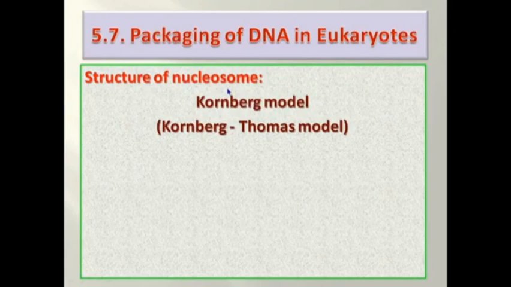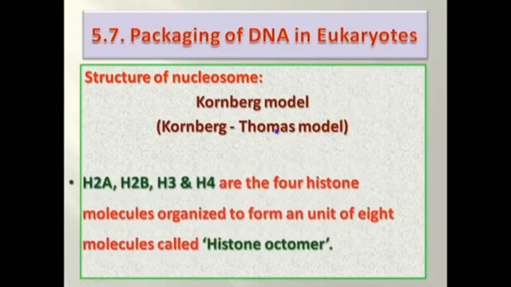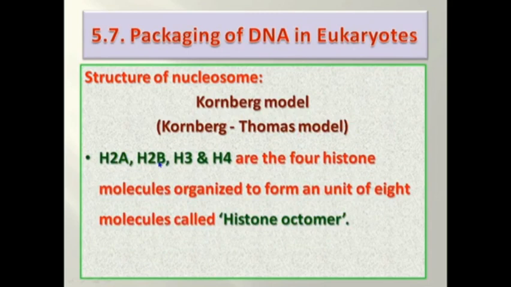Let us see the structure of the nucleosome. Kornberg model, actually called the Kornberg-Thomas model. H2A, H2B, H3 and H4, these 4 histone molecules are organized to form a unit of 8 molecules called the histone octamer. What is histone octamer? Octo is nothing but 8. Mer means unit. So octamer.